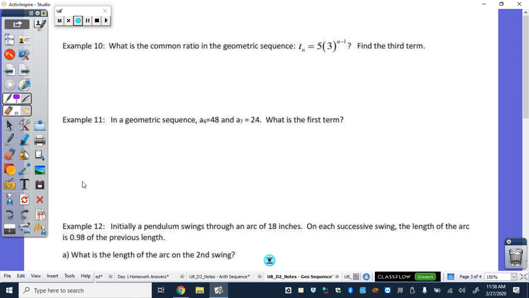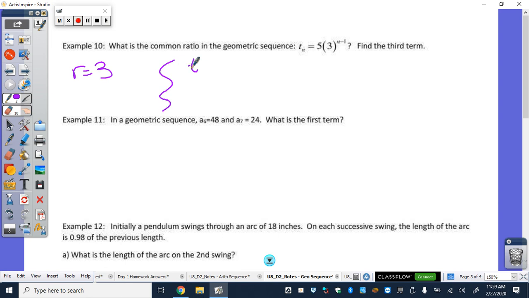All right, number 10, what is the common ratio in the geometric sequence T sub n equals 5 times 3 to the n minus 1? That's not a trick question. Just look at your formula. Your common ratio is 3. Whatever has your exponents on it.